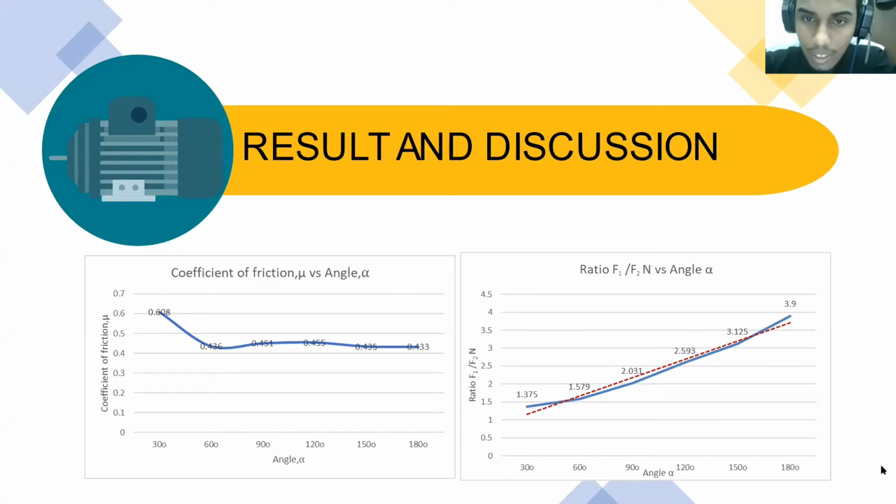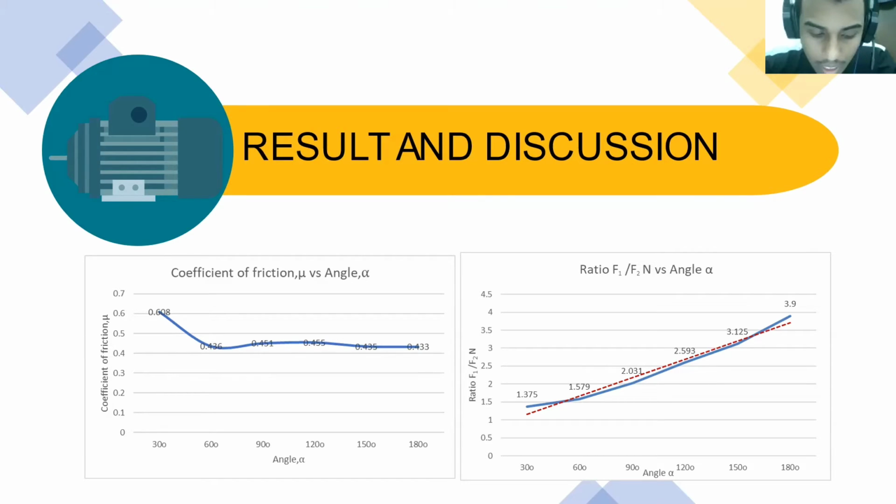Next is the result and discussion. Based on the result run by the lab, we can get two graphs. The first graph is the coefficient of friction versus angle of contact. Based on graph 1, as the angle of contact increases, the coefficient of friction decreases. The second graph is the graph of ratio versus angle of contact. The graph ratio is the capstan equation.